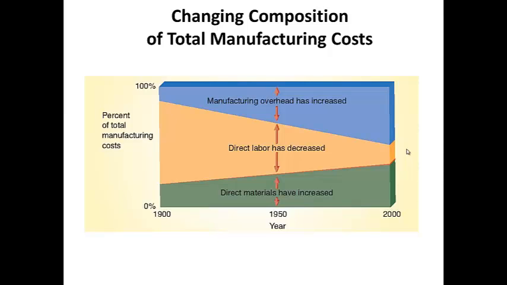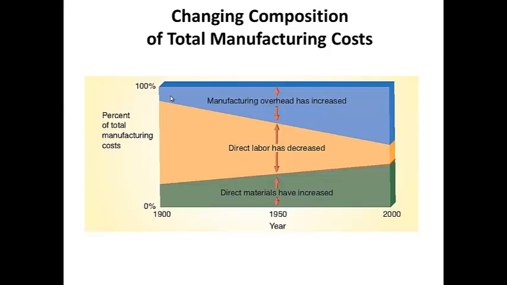and again, this chart is out of the textbook, and we take a look at manufacturing costs between 0 and 100%. Back in the early 1900s, what we can see is direct materials composed maybe 15-20% of the cost of a product, but the vast majority of the cost of the product was the direct labor component. In other words, a lot of labor was being added, so the composition of that product's cost was mostly direct labor and a fairly minor amount of manufacturing overhead.